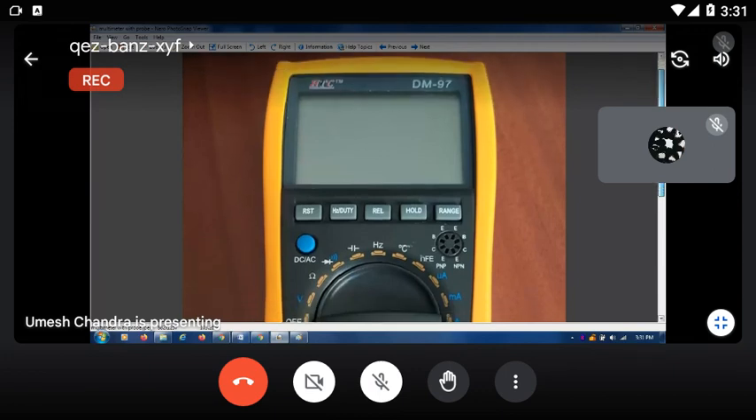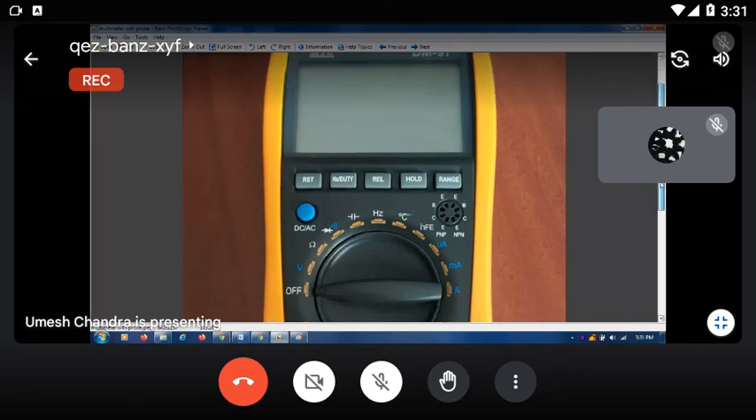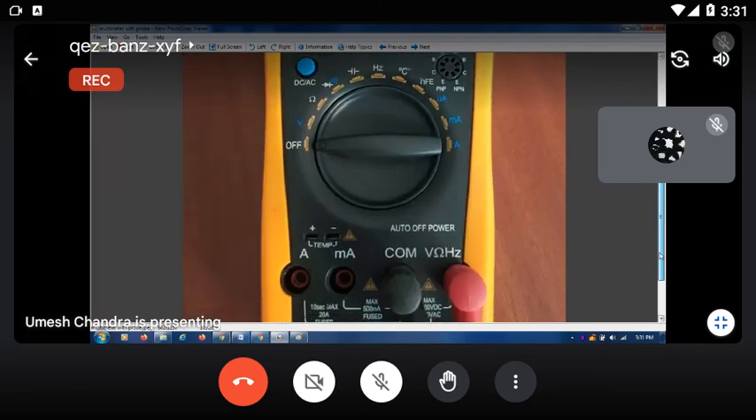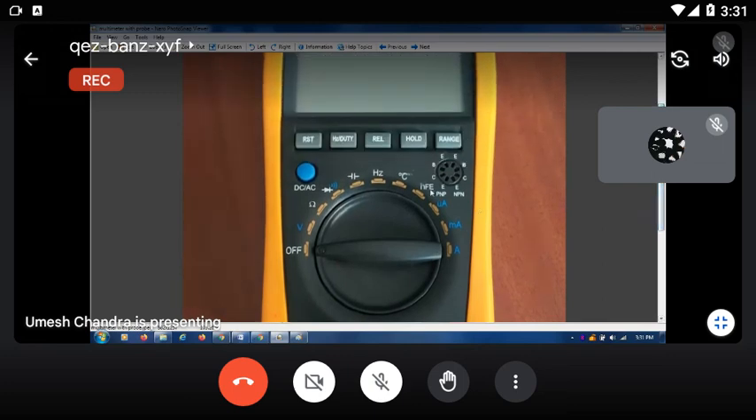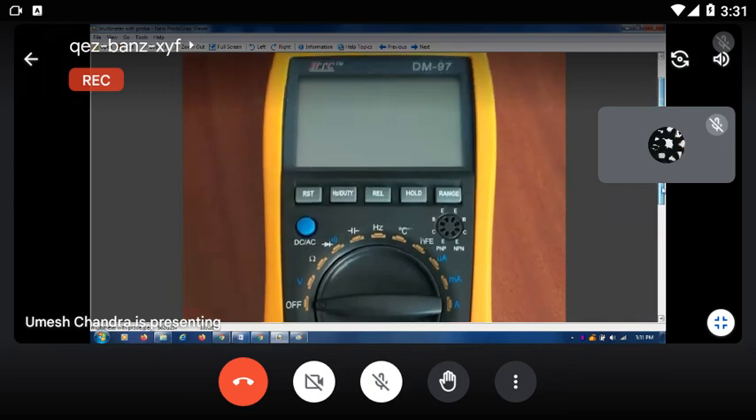When you come to the college physically, you will see how you measure the temperature by using a multimeter, how you measure the gain of the transistor. You will see, but in the online class it is not possible to explain it.